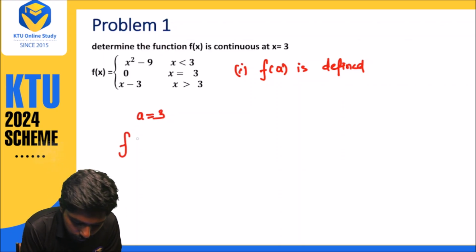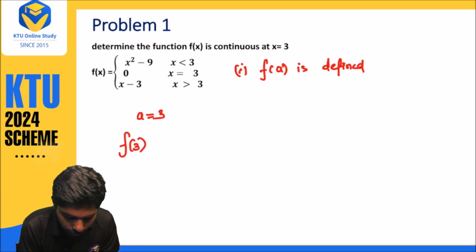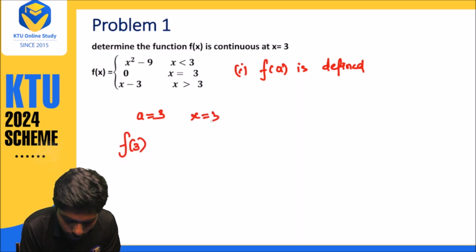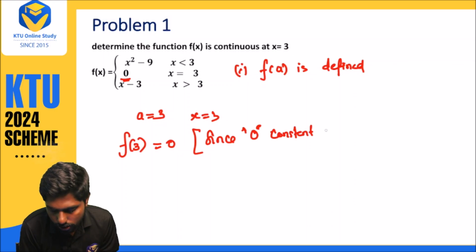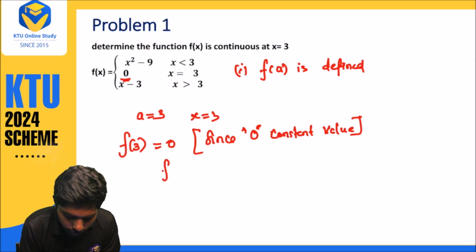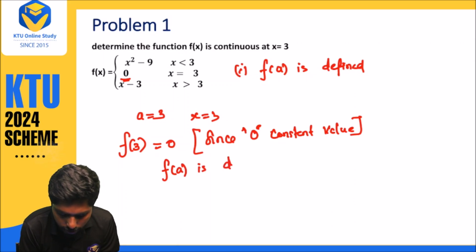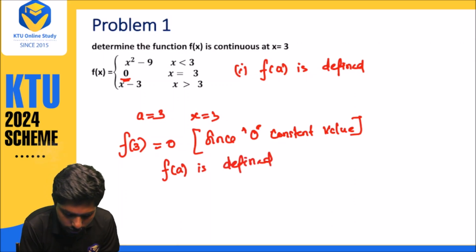So what is our f of 3? When x is equal to 3, what is our condition? They have given it is 0. So f of 3 is 0, since 0 is a constant value. F of a is defined. So the first condition is satisfied.